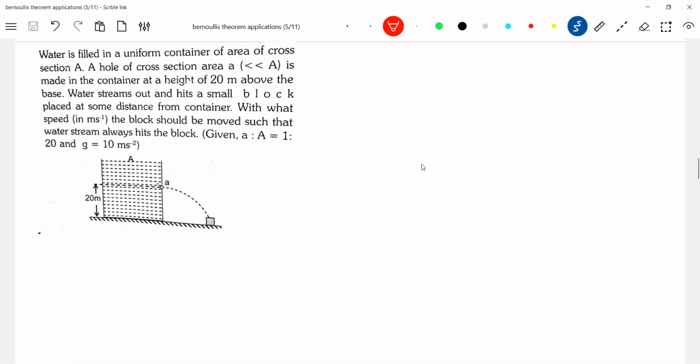Look at where the hole is. The hole is made at a certain depth. The small area of cross section of the hole is a. The depth of the vessel is capital A.